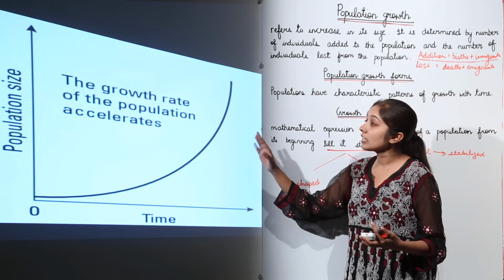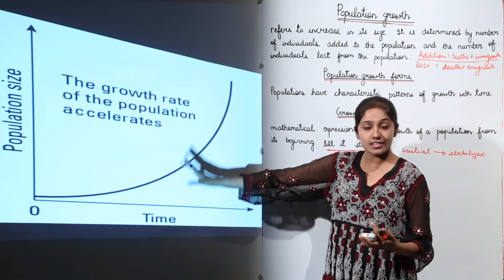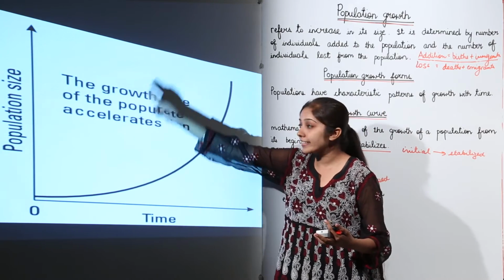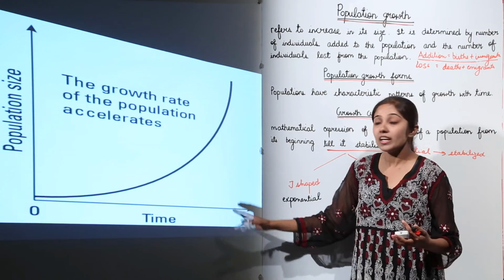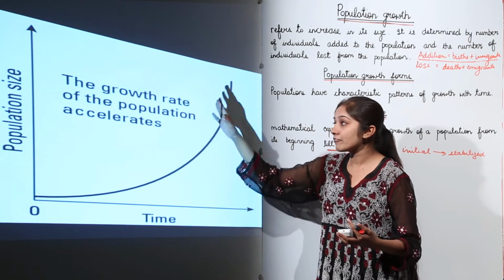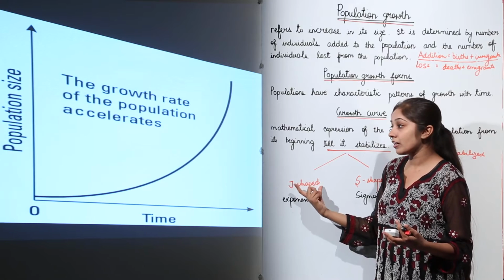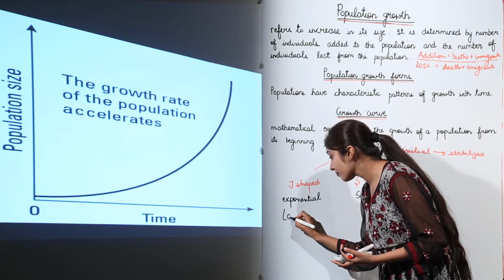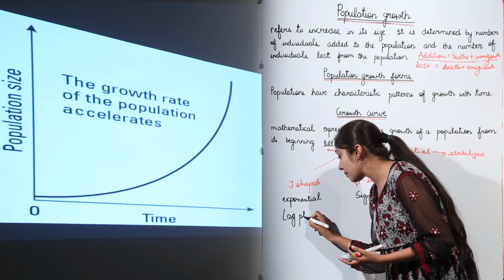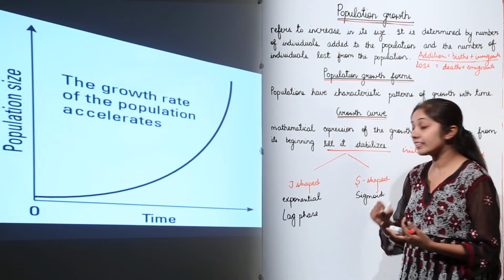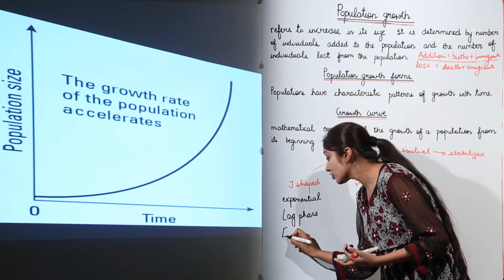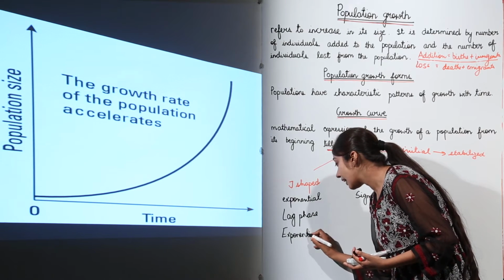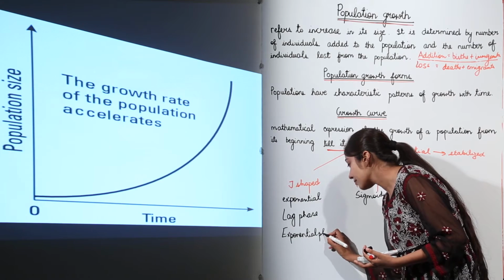So this exponential growth curve is represented in this manner, as you can see in this image. This growth curve is plotted with reference to population size with time. So population size with time, this graph is plotted, and this J-shaped curve has two phases. First, remember, is the lag phase, and the next phase is the exponential phase. One being the lag phase and the other being the exponential phase.